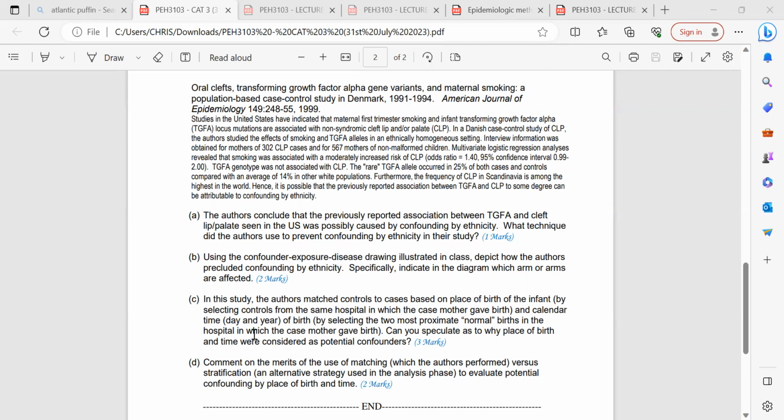Even talking like this we waste time. In this study, the authors matched controls to cases based on place of birth of the infant, that is, by selecting controls from the same hospital in which the case mother gave birth, and calendar time, day and year of birth, by selecting the two most proximate normal births in the hospital in which the case mother gave birth. Can you speculate as to why place of birth and time were considered as potential confounders? Why place of birth?